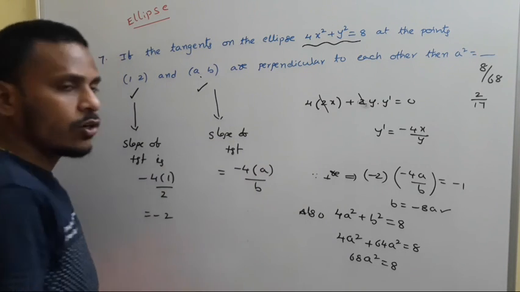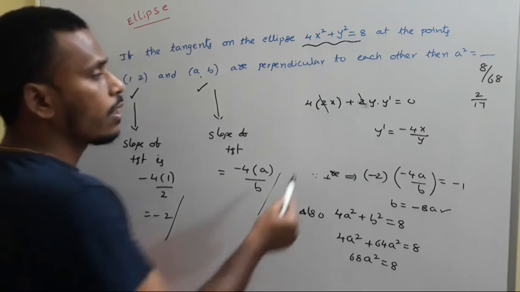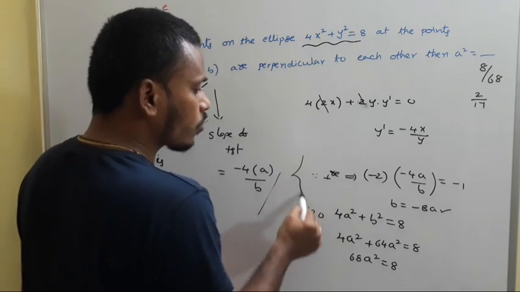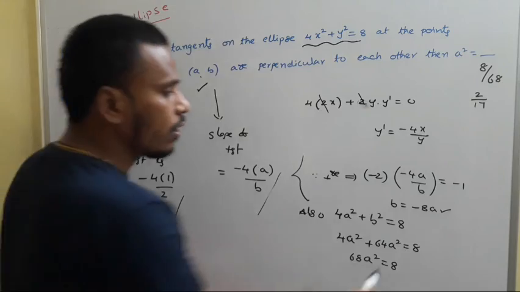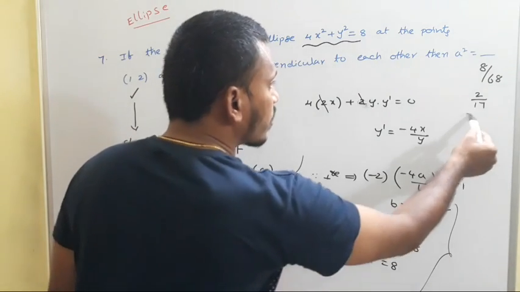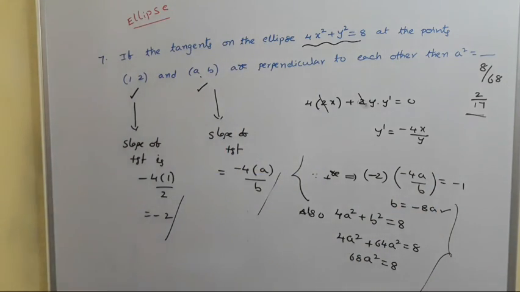So this is the way to solve. Slope of tangent at one point, slope of tangent at the other point, product of their slopes is minus 1. So that gives b, and another relation by substituting the point on the ellipse. On solving these two, at the end a square is equal to 2 by 17. This is another problem from April 2019. So totally there are 7 problems and all these problems are very simple.